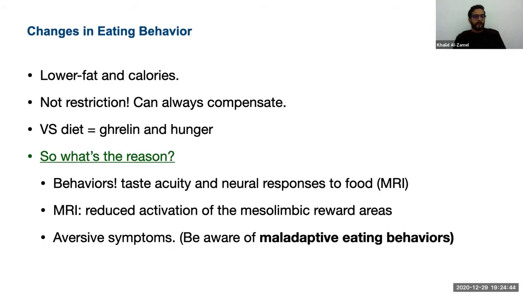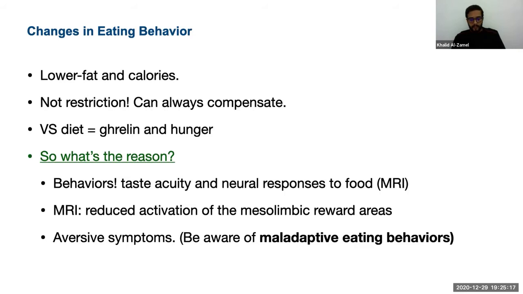So what would be the reason? The taste acuity. They found that the taste acuity and the neural responses to food will change after bariatric surgery, as measured by functional MRI, which showed a reduction in the activation of the mesolimbic reward areas in the brain. So the patient would not be that happy when choosing food high in fat and calories.